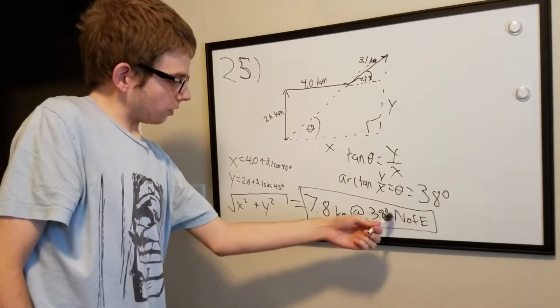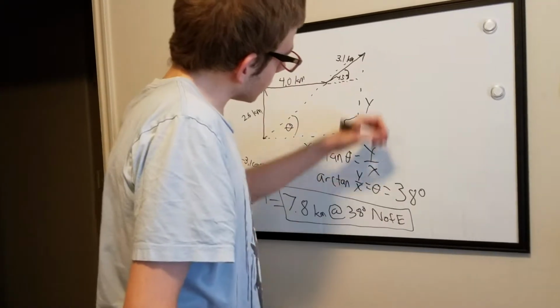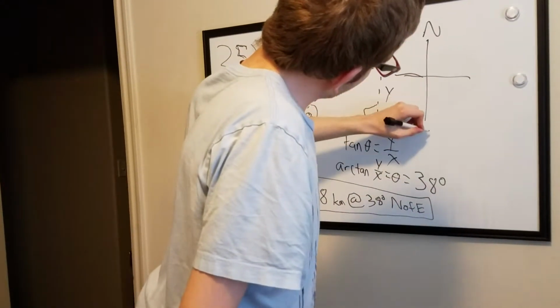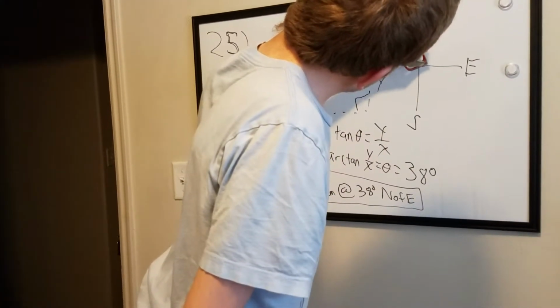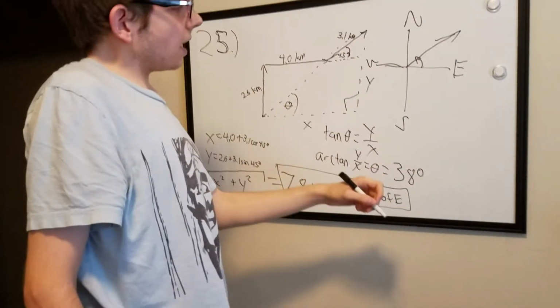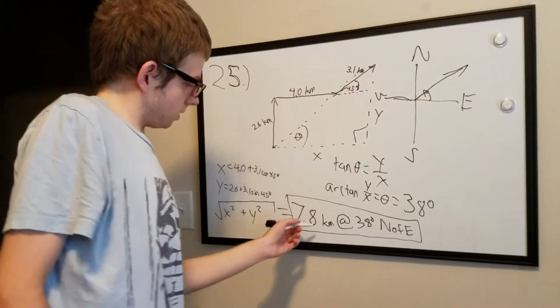And if you're wondering about the north of east part, imagine the cardinal directions: north, south, west, east. If you have 38 degrees right there, then it's just like 38 degrees north of east. Okay.